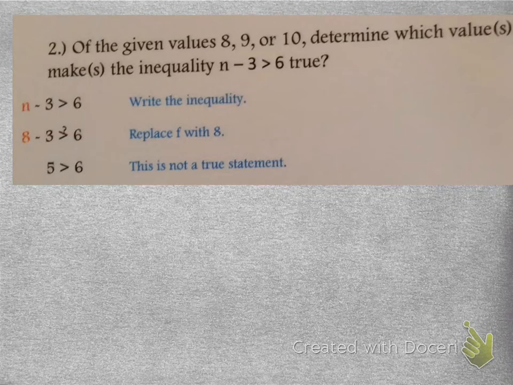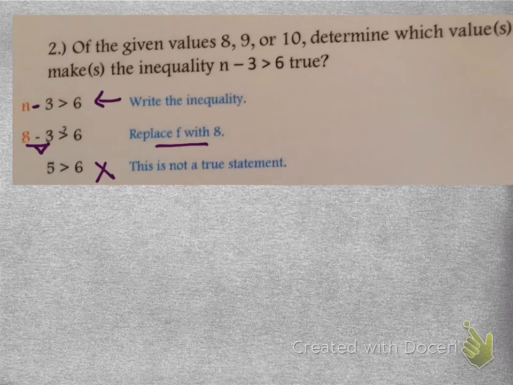Let's go to number 2. Number 2 says, of the given values 8, 9, or 10, determine which values make the inequality n minus 3 greater than 6 true. So remember again, our first step is to write the inequality. N minus 3 is greater than 6. So instead of our variable n, we replace it with 8. So we have 8 minus 3 greater than 6. 8 minus 3 is 5. Is 5 greater than 6? No. This statement is not true.